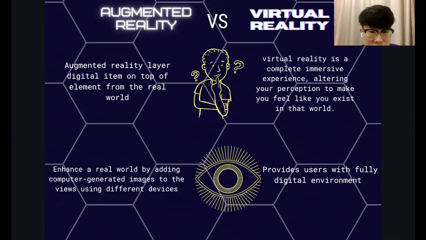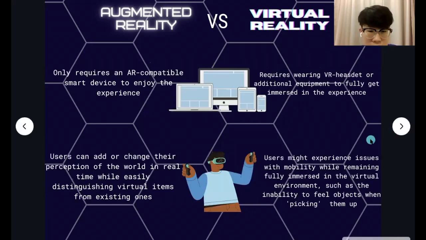In terms of perception, augmented reality enhances the real world by adding a computer-generated image to the world using a different device, and virtual reality provides the user with a fully digital environment.